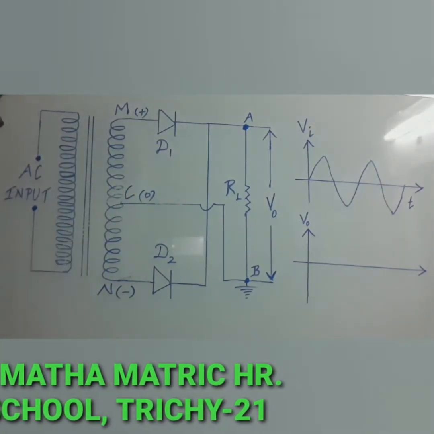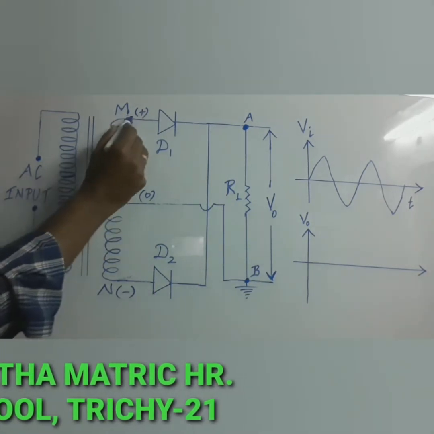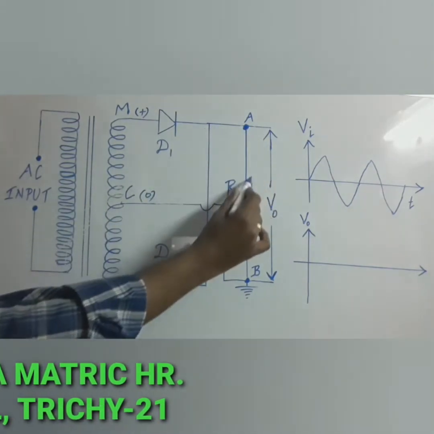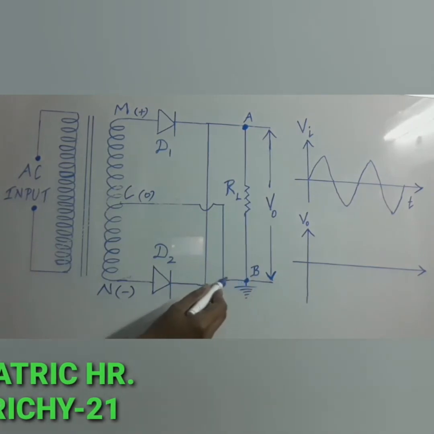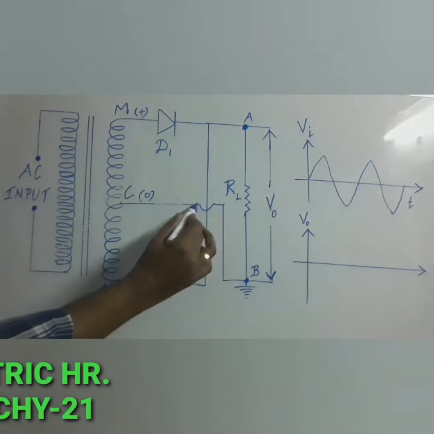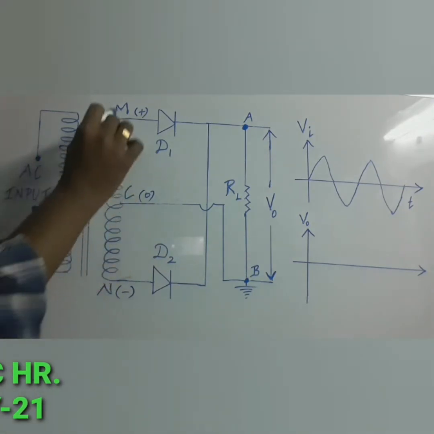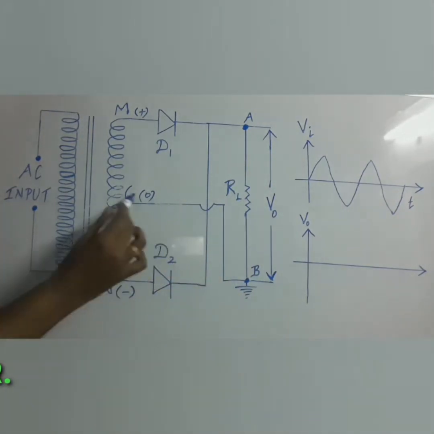So during the positive half cycle, current flows along the path M, D1, A, passes through the load resistance to B and comes towards the zero potential C. So what is the path? M, D1, A, B, C.